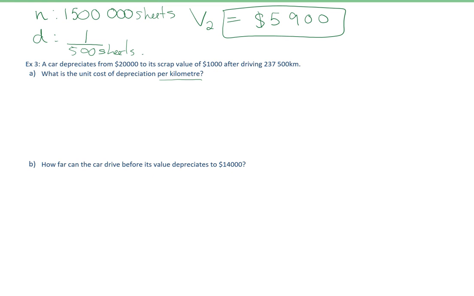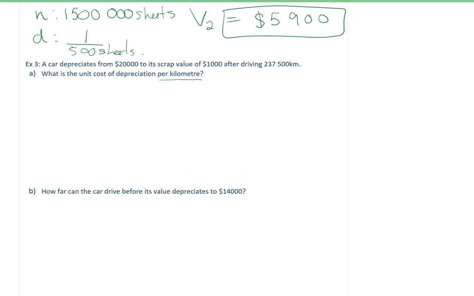So with the first part of this question, what is the unit cost of depreciation per kilometer? We can think about that question in 2 ways, depending on whether we want to just reason through it: how much do I lose, divide that by the number of kilometers, or using the formula. So let's first think about what's the total lost. What's my total depreciation over this time? In the time it takes to go from 20,000 to 1,000, which is when it drives this number of kilometers, it loses $19,000. Really important to label all of your calculations so it's clear what you're doing. So my total lost is $19,000.